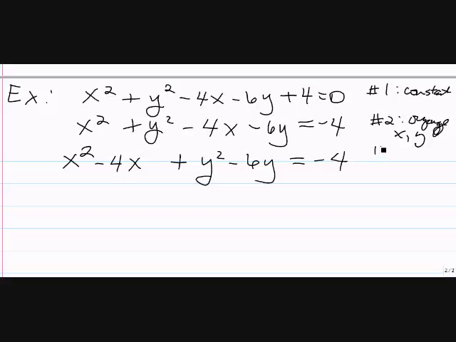Step number 3, factor out any coefficients for the x squared or the y squared. I don't have a coefficient on the x squared. The coefficient is 1 for both x squared and y squared. So I don't have to do step 3. Step number 4, complete the square.